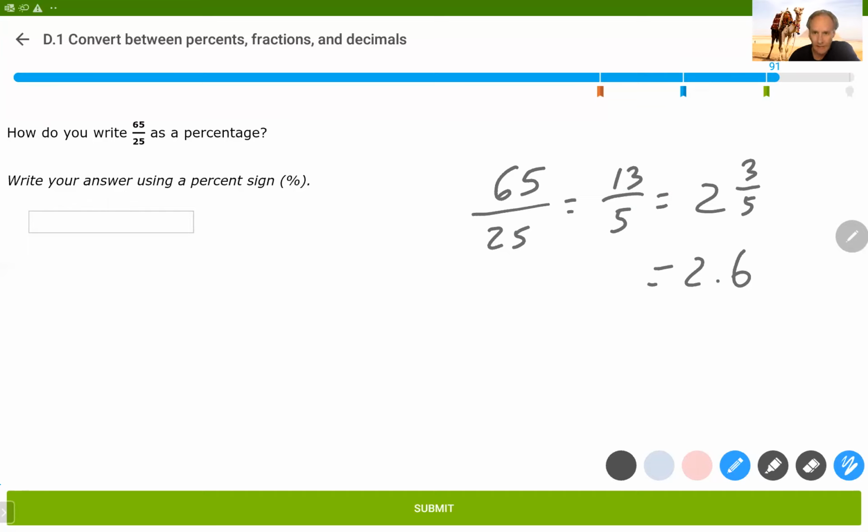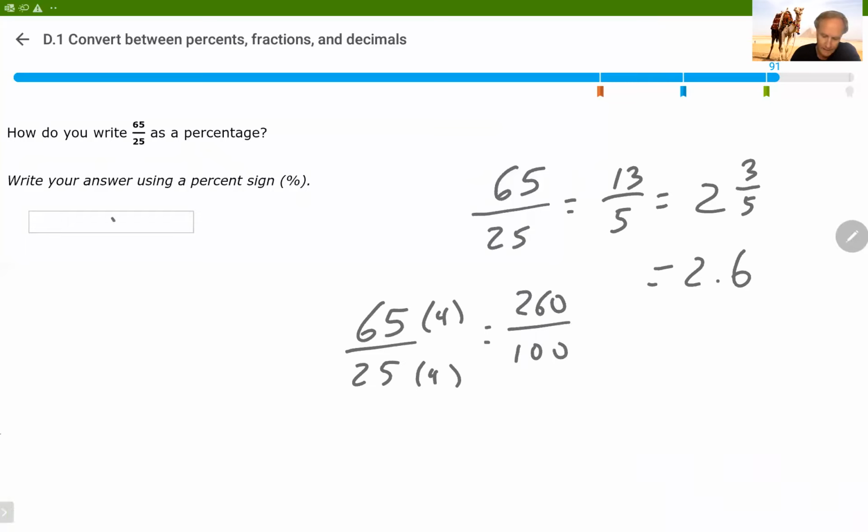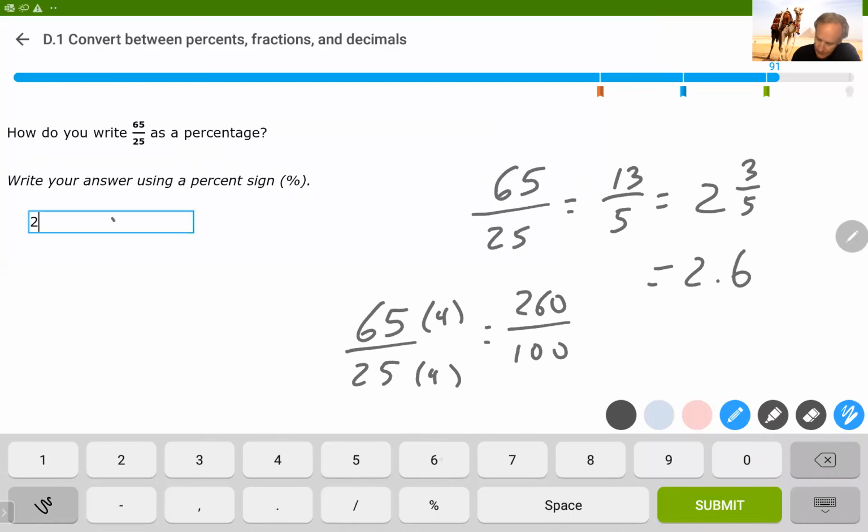You could also multiply by a 4 in the numerator and denominator. Let's do it that way. 25. We want it per 100, so I can multiply by 4. This is 4 times 60 is 240, plus 20 more makes 260 per 100. This is a percent. That is 260%.